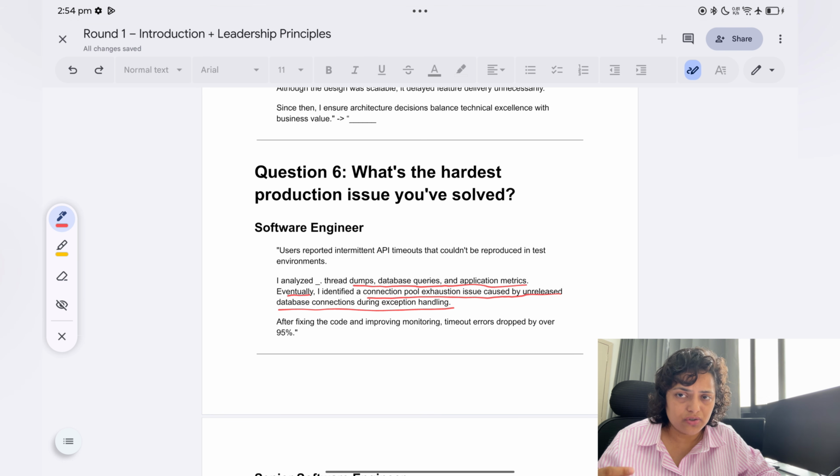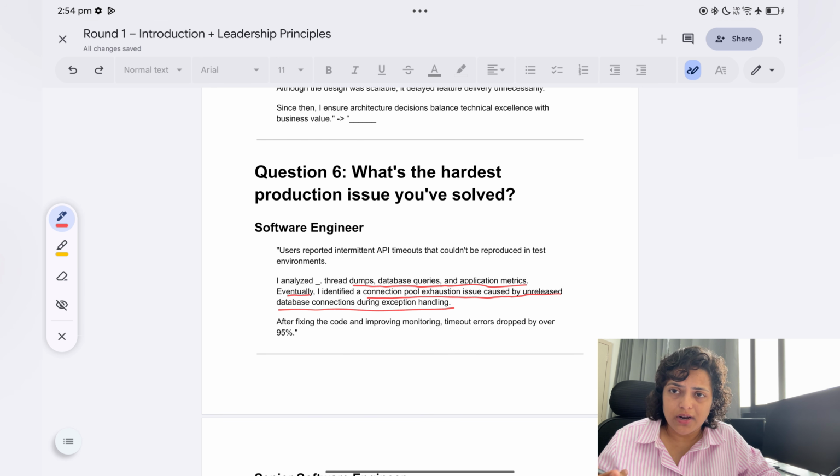Okay, but where was the issue? The issue was in the connection pool. Connection pool exhaustion, because there were some unreleased connections. They were not closing the connection, and that's why they were getting that issue. So okay, this is just one scenario.